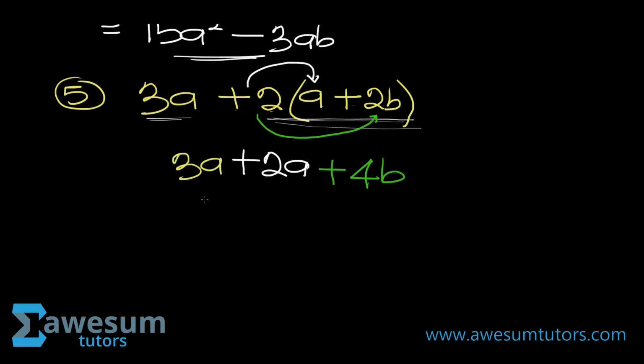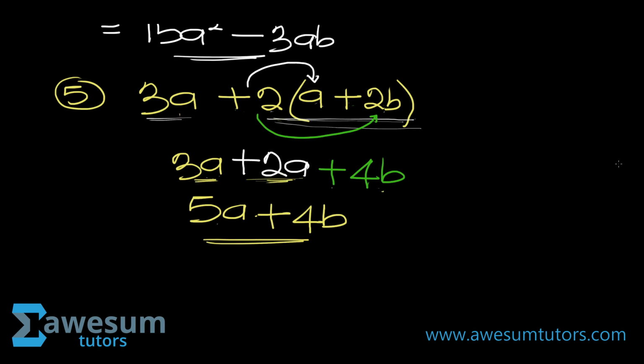Okay, very good. So now what do I have? 3a plus 3a is going to give you 5a, because they are like terms. Plus 4b. 4b is an unlike term, so you bring down this plus 4b. Right now there is nothing you can do anymore. So this is my final answer.